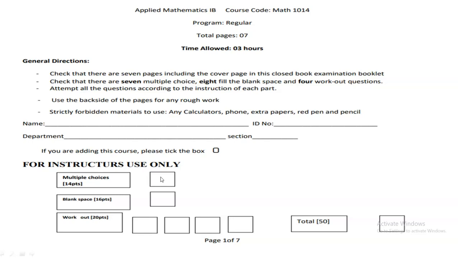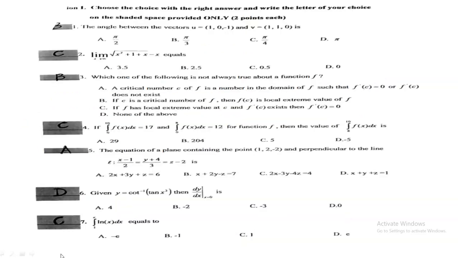Now, when I go directly to this final exam, as you see, the exam is given 3 hours to be done, and there are 7 multiple choice questions, 8 fill in the blank questions, and 4 workout questions. So I'm now going to show you how you can solve all these questions. Let's go see what the final exam looks like.